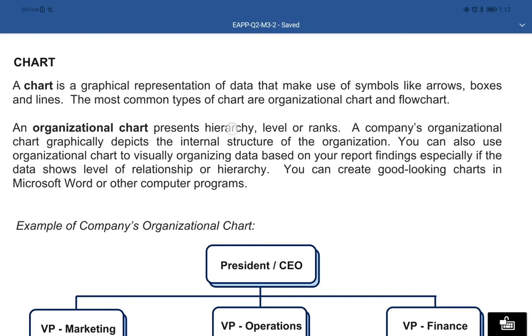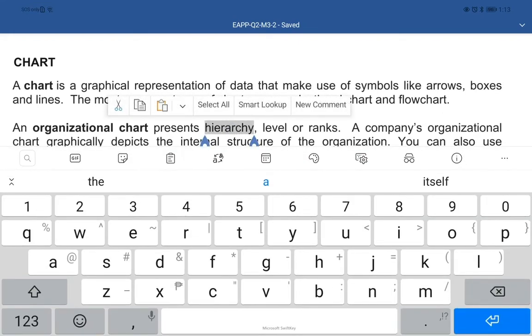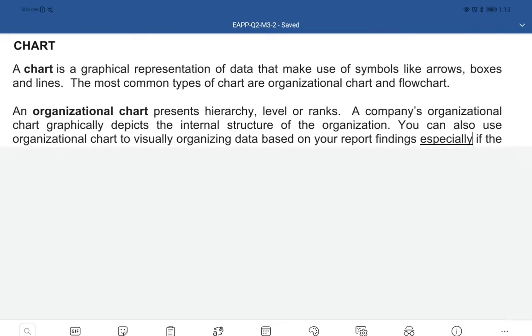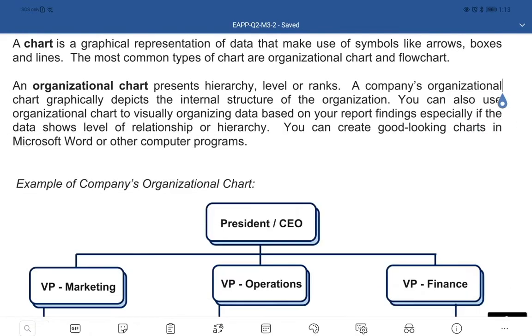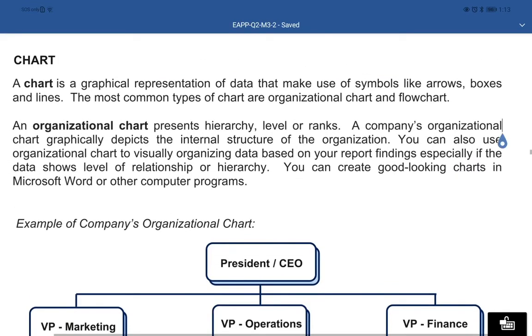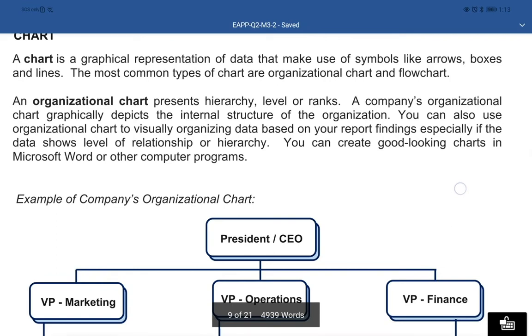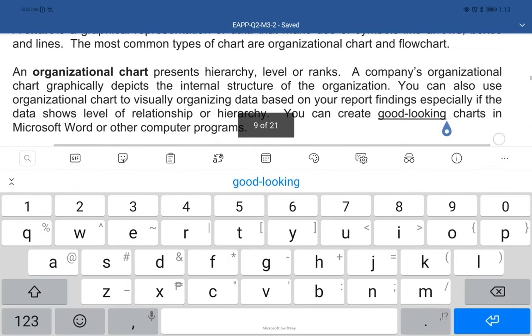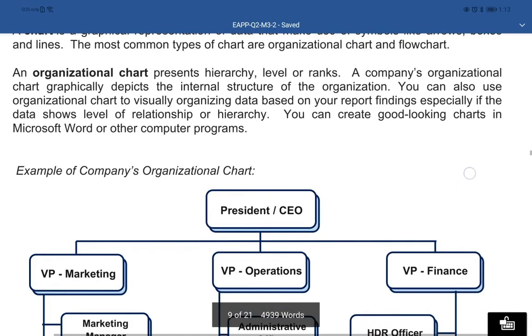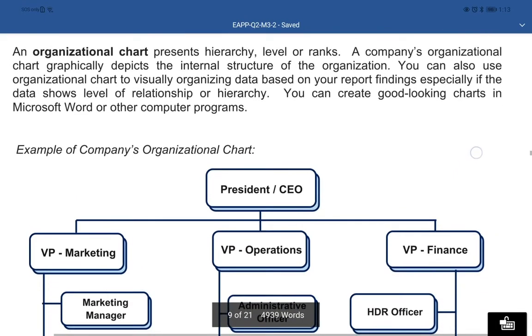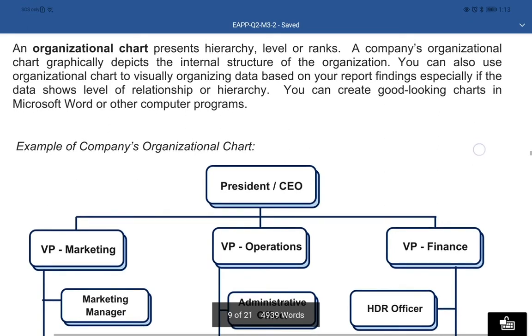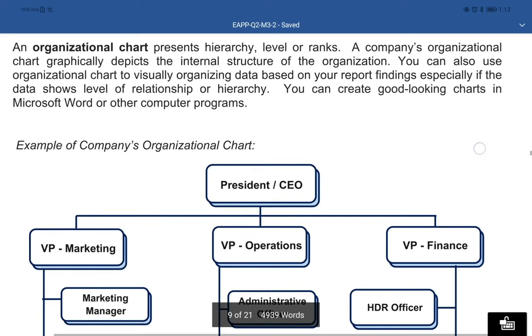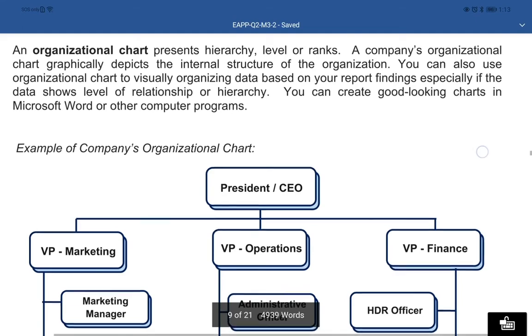Now, let's go to chart. A chart is a graphical presentation of data that makes use of symbols like arrows, boxes, and lines. The most common types of charts are organizational chart and flow chart. Madaling intindihin lang to. An organizational chart, from the word organization, is a chart that shows hierarchy. Ito yun. Hierarchy. Ang ibig sabihin lang po ng hierarchy ay levels, ranking, grades. Yun lang yun. Okay? So, yung bang levels of positions.